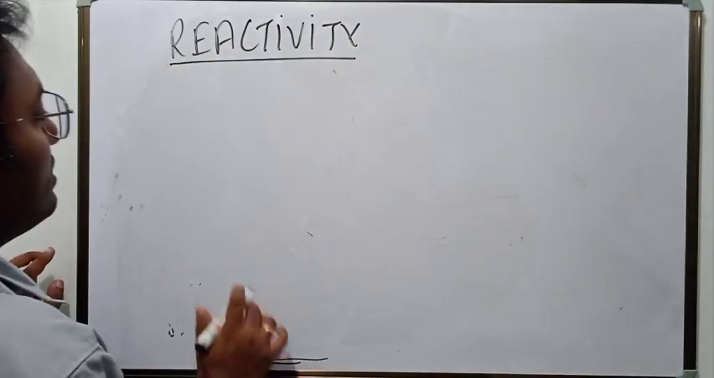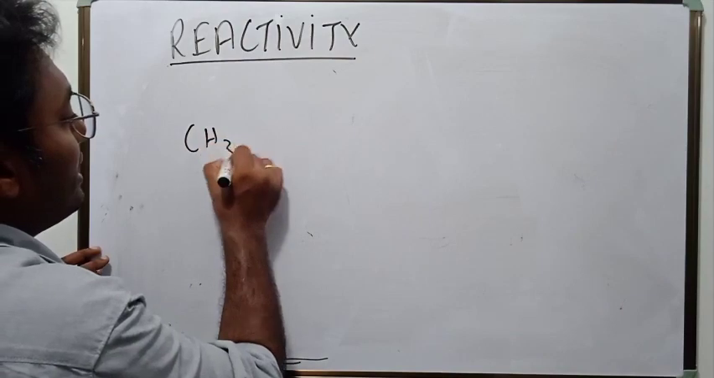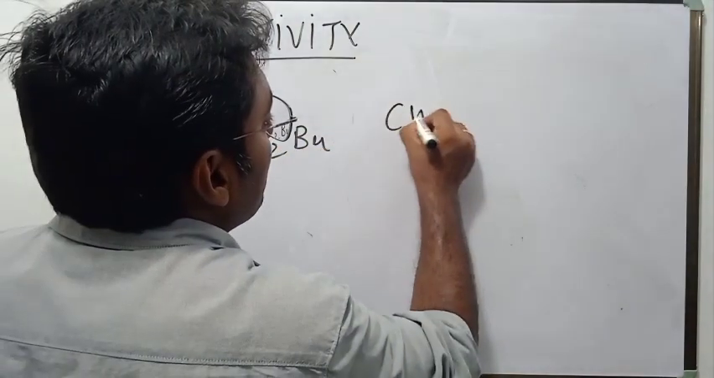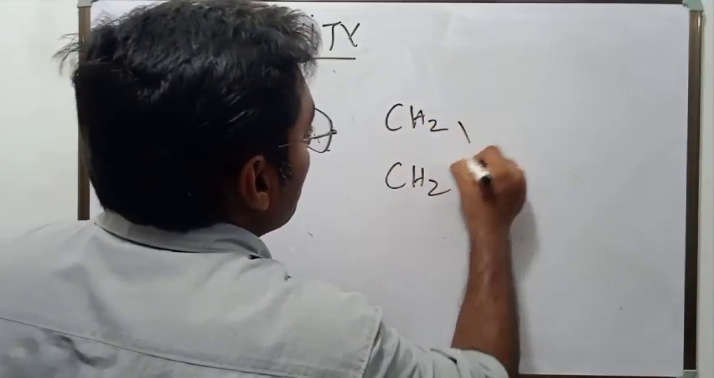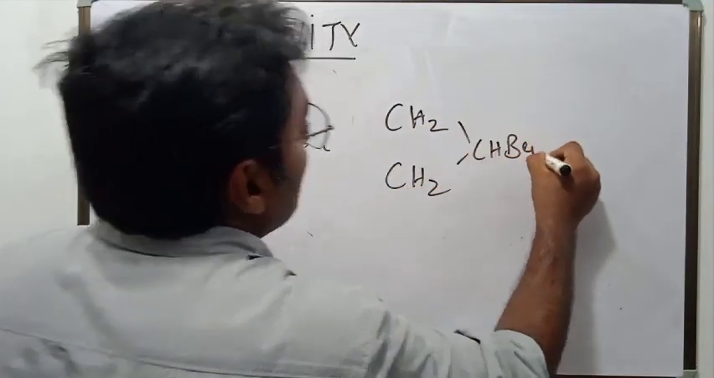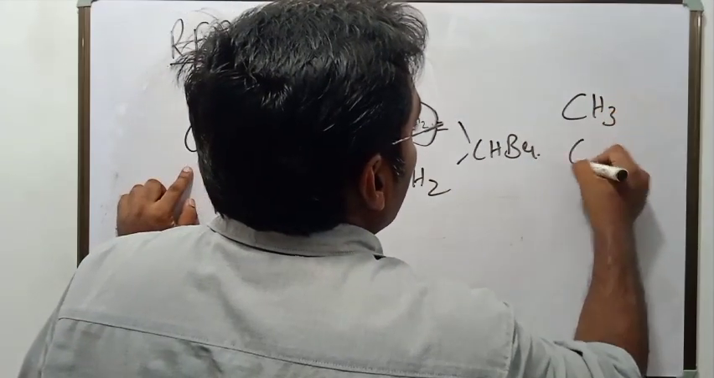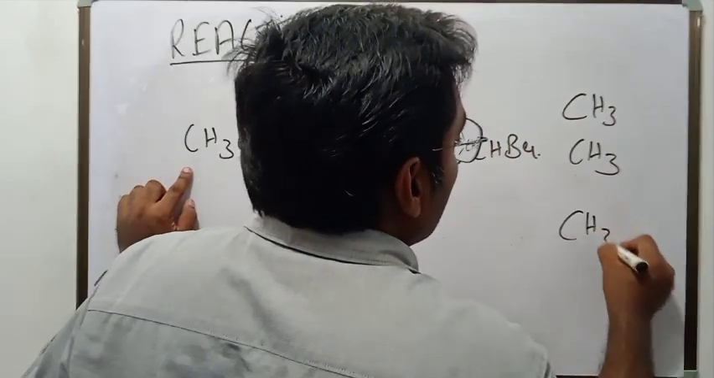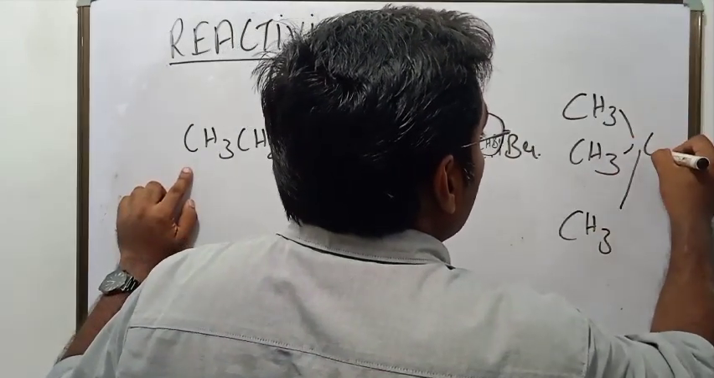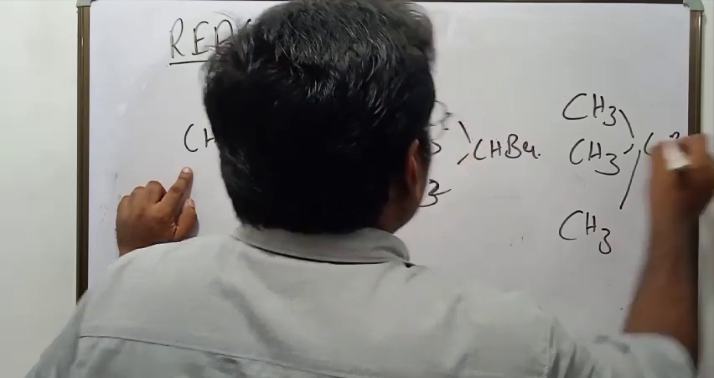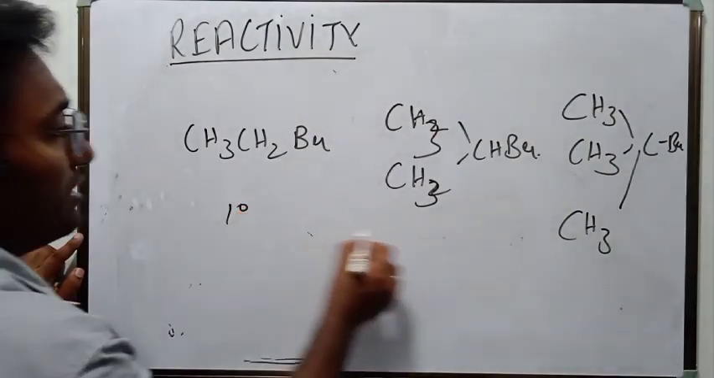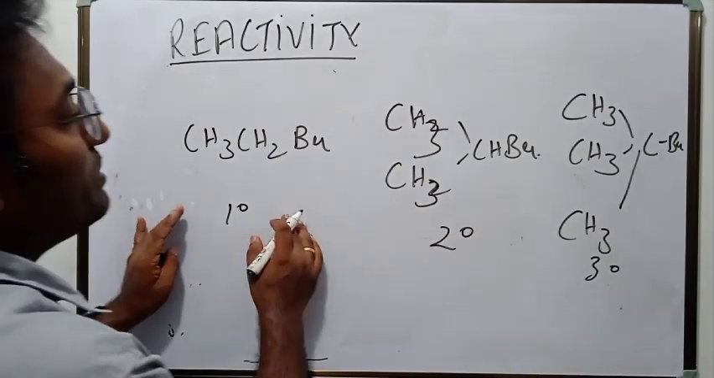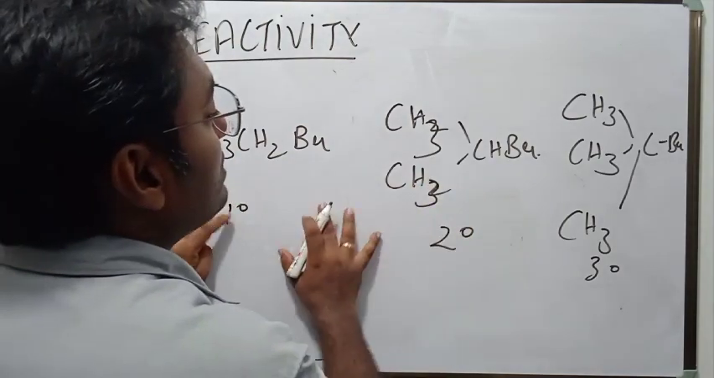Whether it will be a primary alkyl halide, a secondary alkyl halide, or a tertiary alkyl halide. Which of these has a higher probability to react by the SN1 mechanism? This is primary, this is secondary and this is tertiary. Which of these has a higher probability to react by the SN1 mechanism?